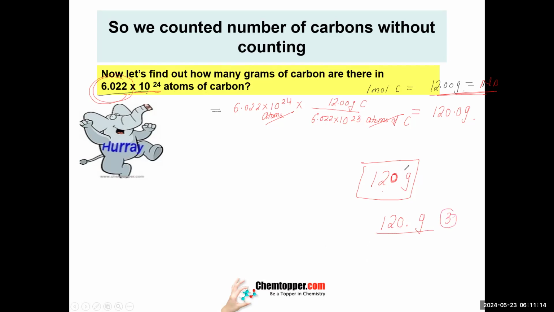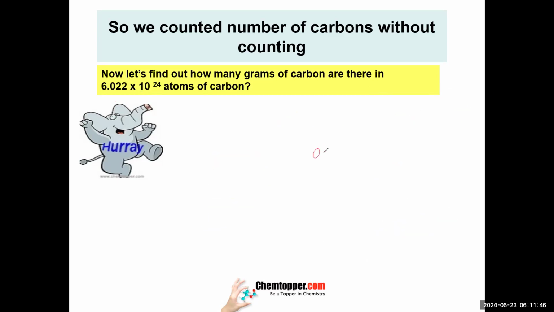One more question based on trailing zeros. 100.00. How many sigfig? 100. How many sigfig? You're understanding this? These are trailing zeros. Trailing zeros are counted if there is a decimal. Trailing zeros are not counted if there is no decimal. Okay, how many sigfig in this number?